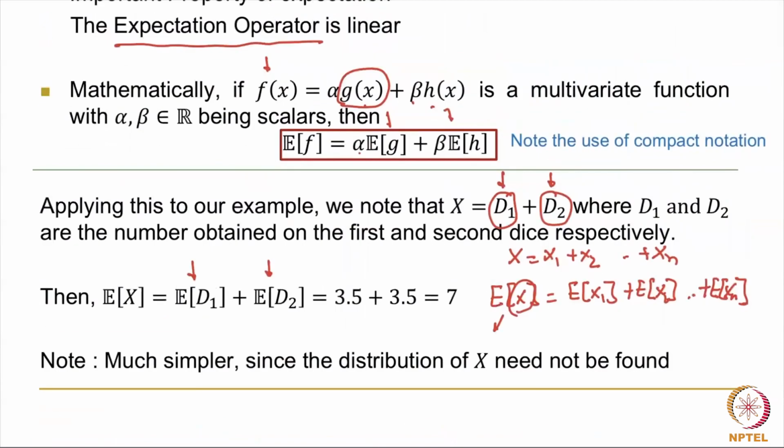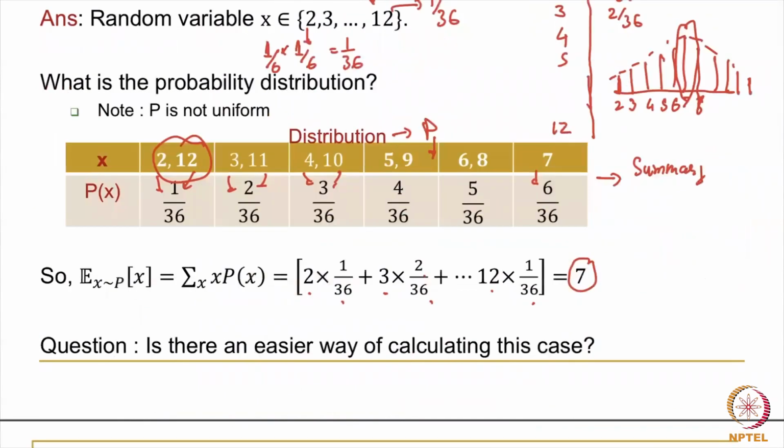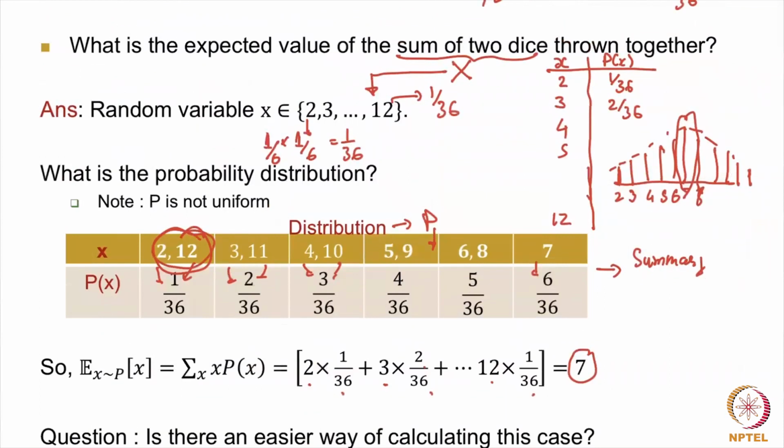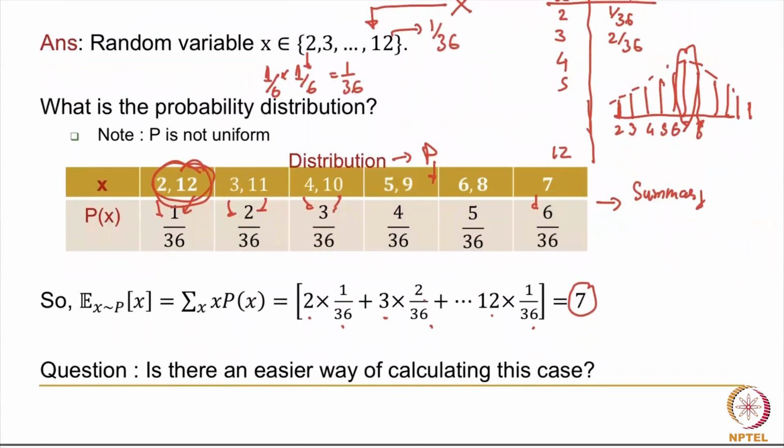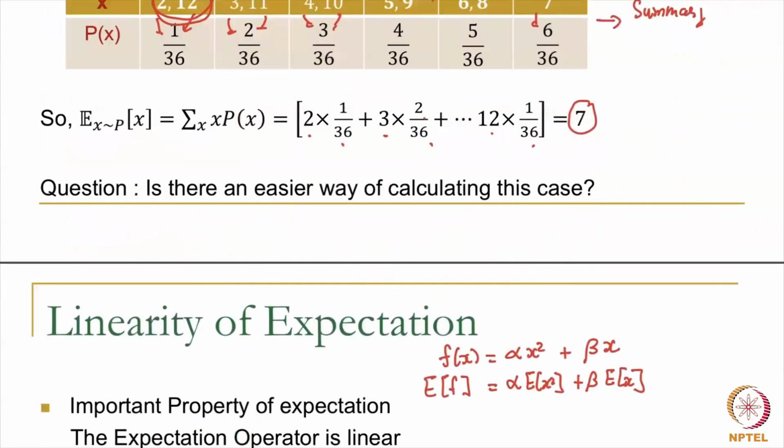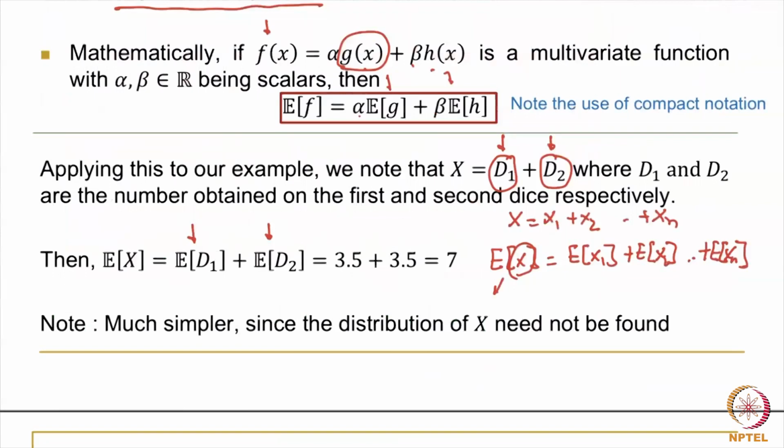Now, it is much simpler to use this because you don't need to find out the distribution of x. Remember, when we were doing it together, we actually had to find out how many times 2 occurs, how many times 3 occurs, how many times 7 will occur: 3, 4, 4, 3, 1, 6, 6. You have to do none of those counts. All you need to do is, when one dice came, my expectation was 3.5, and when 2 dice come, regardless of how these things arrange themselves, it's still going to be 7. So that's a remarkable property.